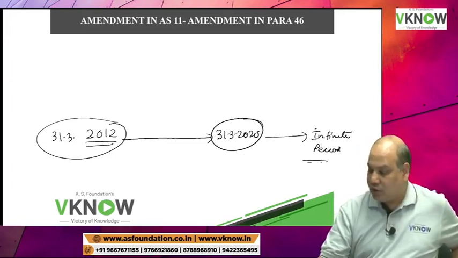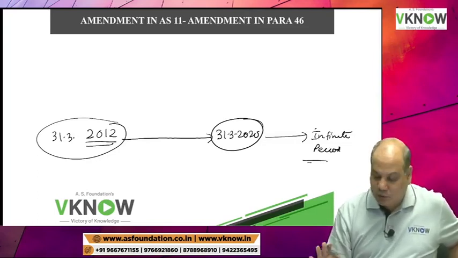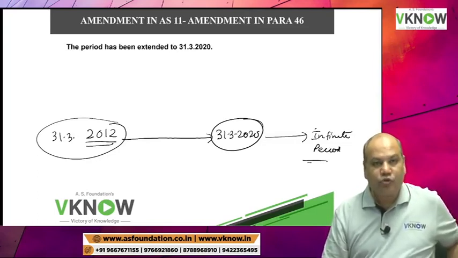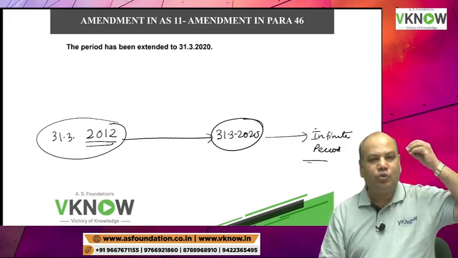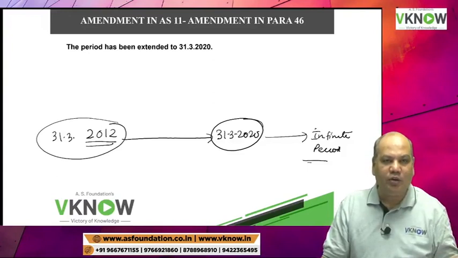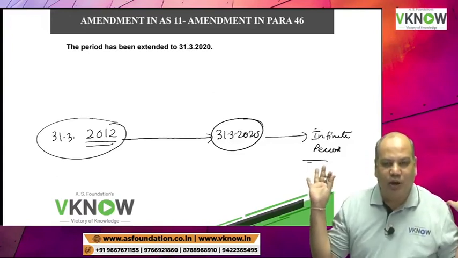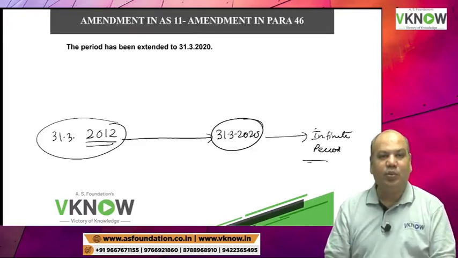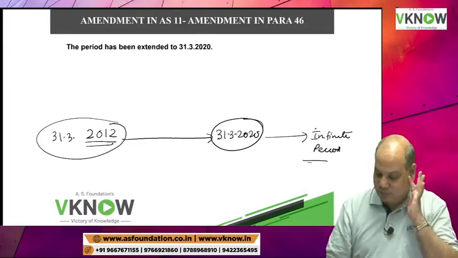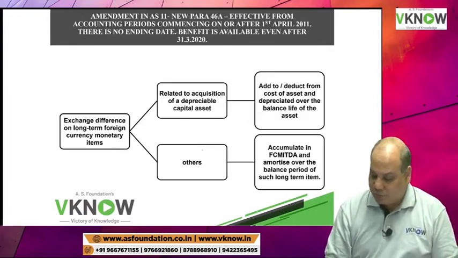Not only that, they have brought an amendment in AS-11 itself. They thought that these entities will come to eat my head every year, so it is better to amend the accounting standard only. Now they have made it a permanent feature. And what is that permanent feature? Same thing, don't copy again.